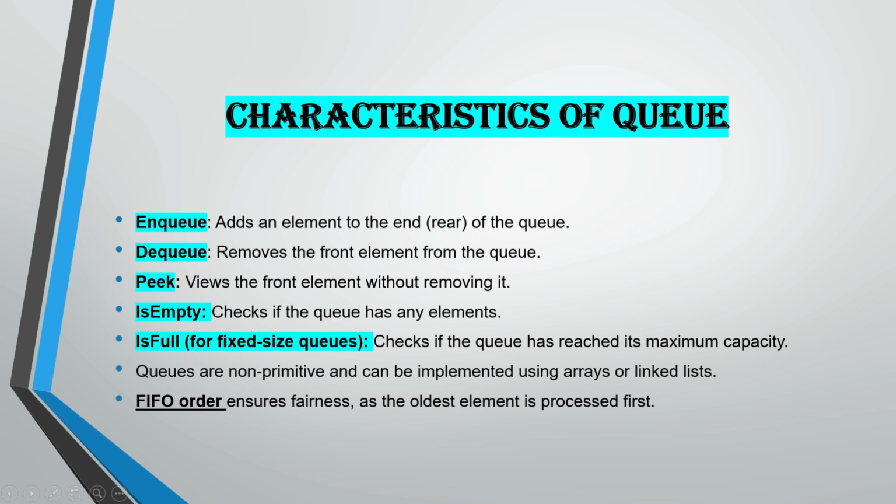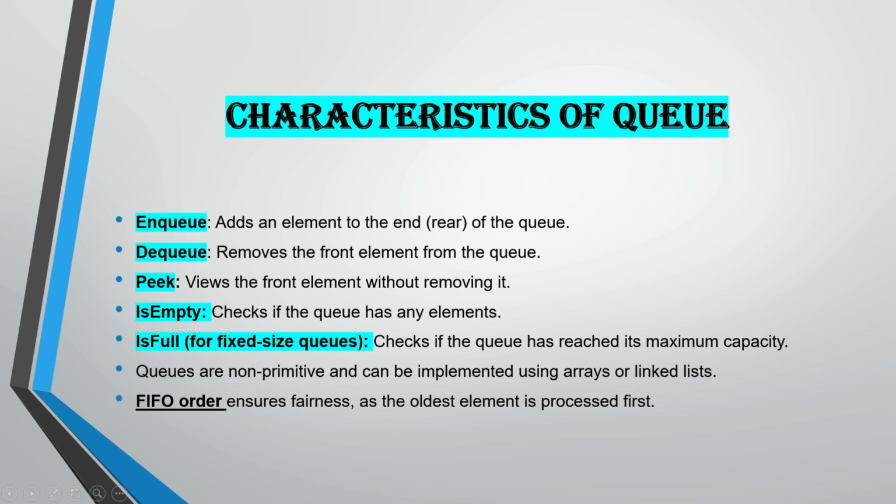Now let's go over some key characteristics of a queue. The enqueue operation adds an element to the rear of the queue, while the dequeue operation removes the front element. There's also a peek operation, which allows us to view the front element without removing it. Additionally, is empty checks if the queue contains any elements, and is full is used in fixed size queues to determine if the queue has reached its maximum capacity.